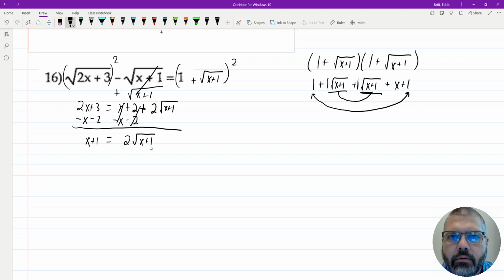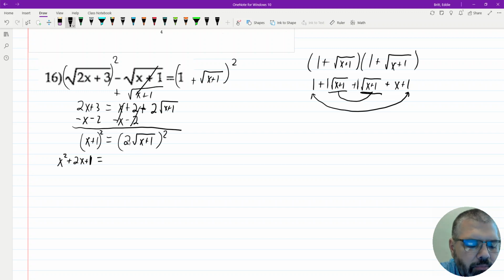All right, so now that I have my radical by itself, even though there's a number 2 in front of the radical, that's okay. I want to square both sides. When I square the left side, I have to FOIL that out. When you FOIL that out, you get x squared plus 2x plus 1. Now on the right side, you got to be careful because you have a number in front of the radical. So you say 2 times 2, that's 4. And then the square root of x plus 1 times the square root of x plus 1 is just x plus 1.